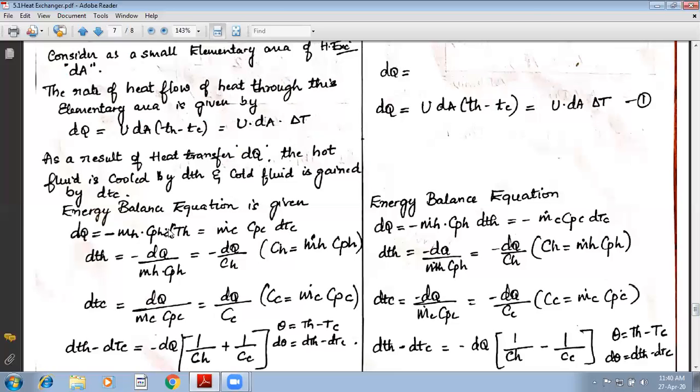Now the one fluid has lost heat, another fluid has gained heat. Now if you see, del Q is equals to minus mh Cph into dTh we have written, whereas for cold fluid it is mc Cpc into dTc. Now you may ask a question, why there is a minus sign?